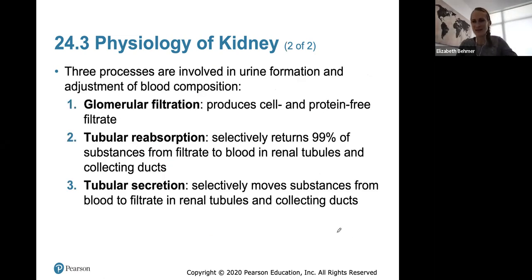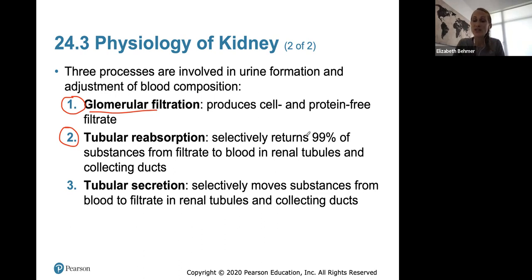So now we get into the physiology of urine formation, and we divide it into 3 steps: glomerular filtration, which produces cell and protein-free filtrate. That's important to know because whatever gets through that glomerulus and gets filtered should never be proteins and should never be red blood cells. So if you are finding blood in your urine, or it gets tested for proteins, there's usually a problem with the glomerular filtration step.